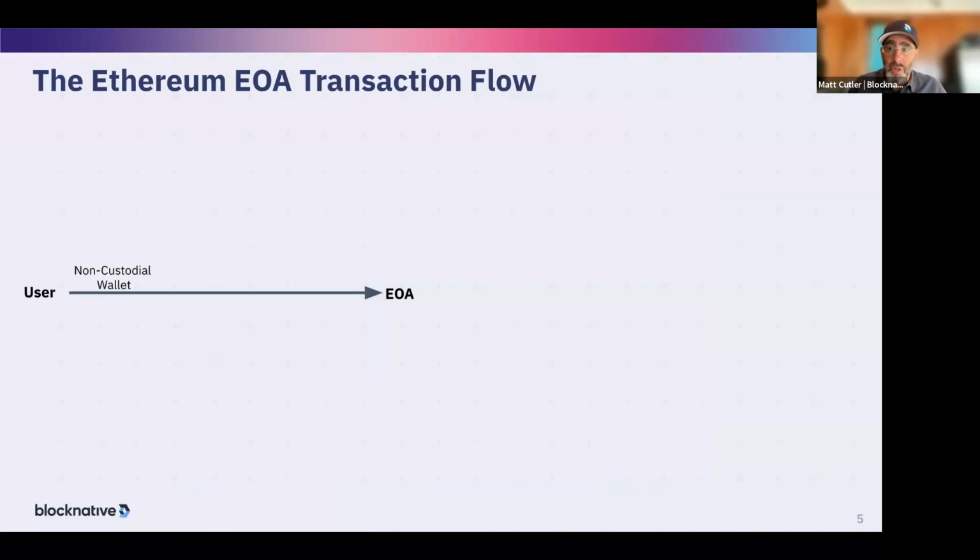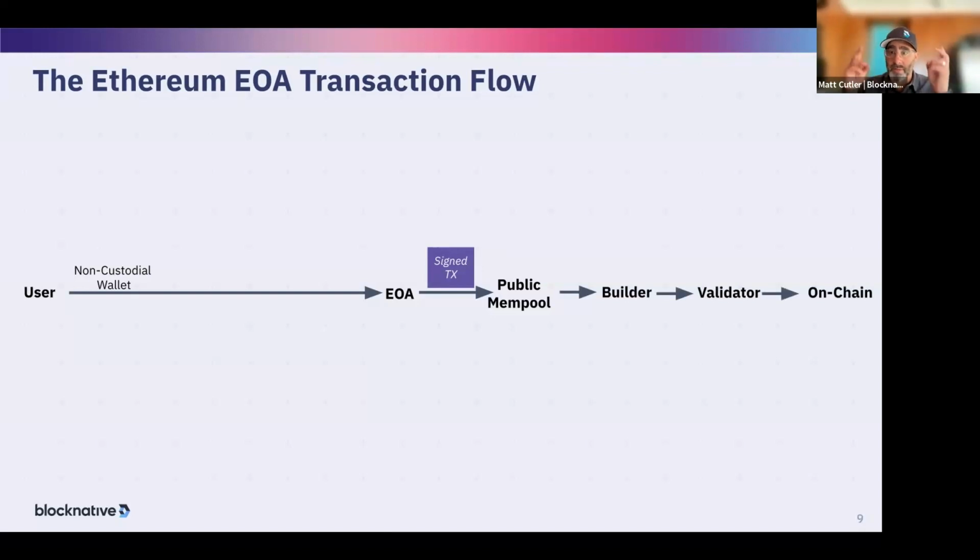EOA, of course, is externally owned account, and this is private keys. So a user uses a non-custodial wallet. It gives them access to their own address with private keys. They use those private keys to send signed transactions to the public mempool. The public mempool then gets picked up by builders today in a post-merge, post-PBS world. Builders are outsourced folks who build blocks. Through a relay network, they then pass the transaction on to a validator who's the tip of the chain, known as the proposer. And the validator then basically says, hey, this transaction's in a block, and it becomes canonical and goes on chain. It is confirmed.